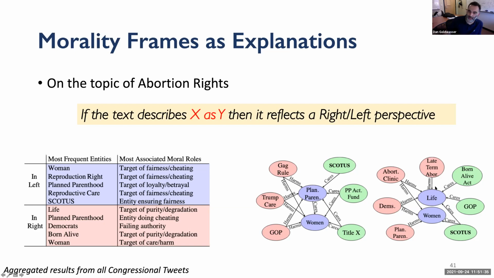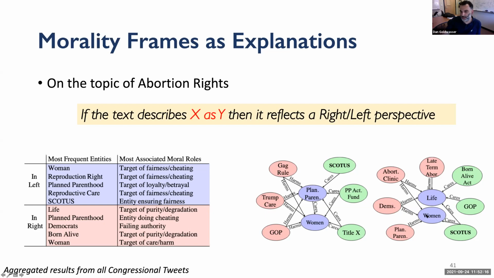If we summarize all of this in an entity graph, we can look at the relationship between different entities. Again, this is at an aggregate level, combining all the tweets by all members of Congress on the issue of abortion rights. We can see that on the left, the Supreme Court cares for Planned Parenthood. Planned Parenthood cares for women. The GOP harms women and harms Planned Parenthood. Trump care harms Planned Parenthood. And this is the viewpoint as expressed by tweets from people on the left.